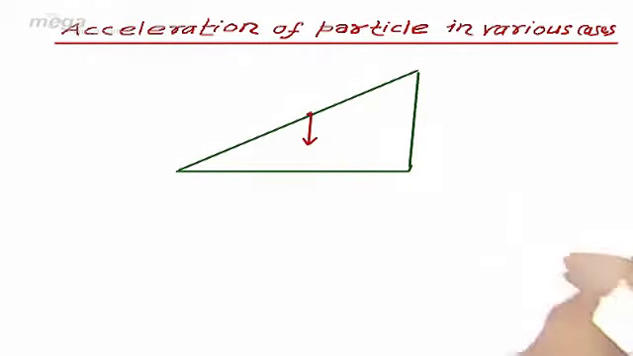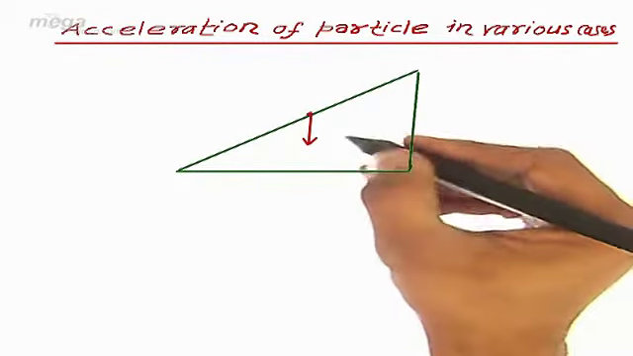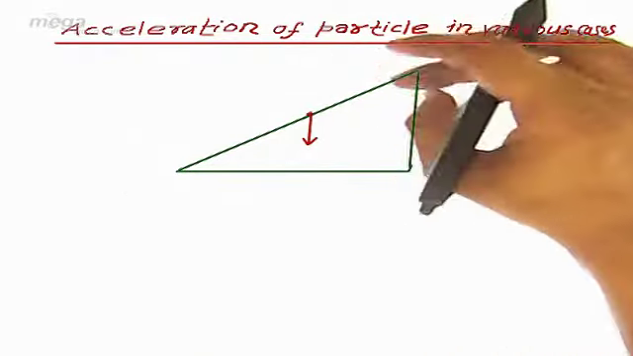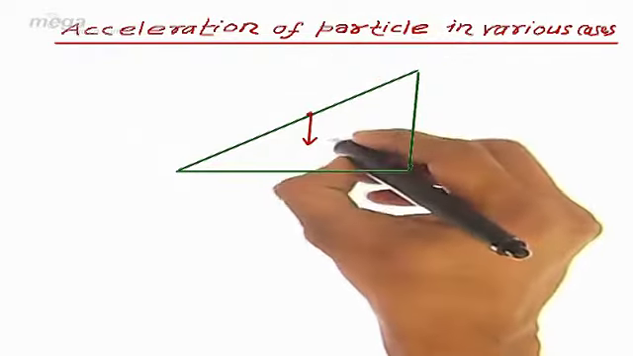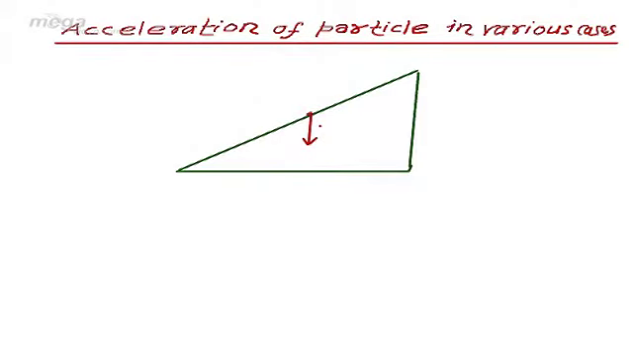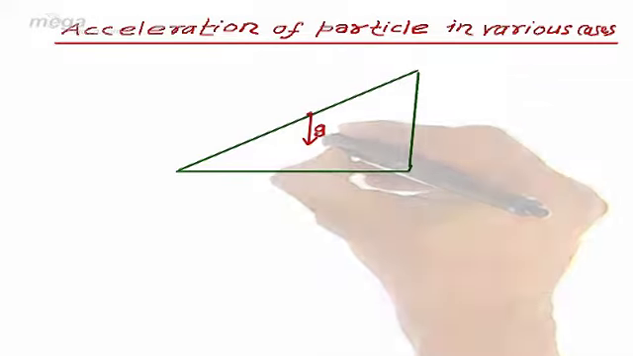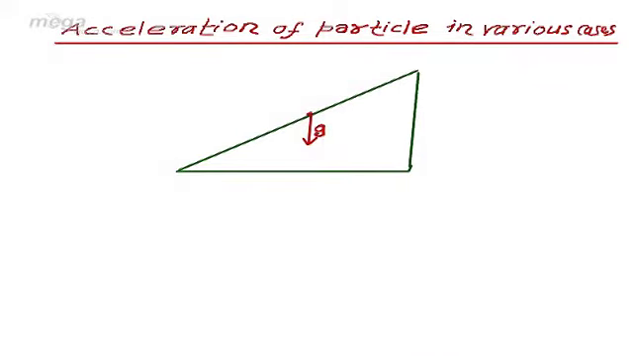Now we are talking about acceleration of a particle in various cases. Just consider the motion along the line of greatest slope. This is the acceleration due to gravity acting on the particle which is moving on this inclined plane. So I am writing here, this is acceleration due to gravity g vertically downward.